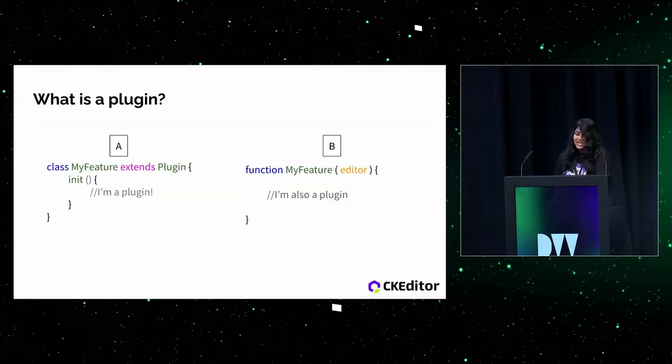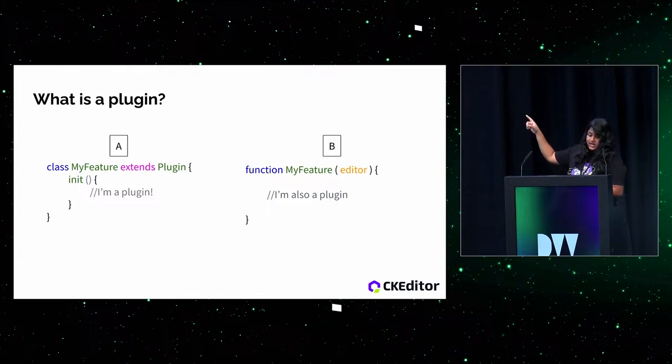So what is a plugin? CKEditor's plugin, in my opinion, kind of falls in two different categories. There's one approach where you can actually just extend the existing plugin class. In this approach, you can create a plugin by defining a class that extends CKEditor 5's plugin base class. This method is more structured and is recommended especially if you're creating complex plugins that might need to interact with other plugins or require initialization or specific destruction processes.